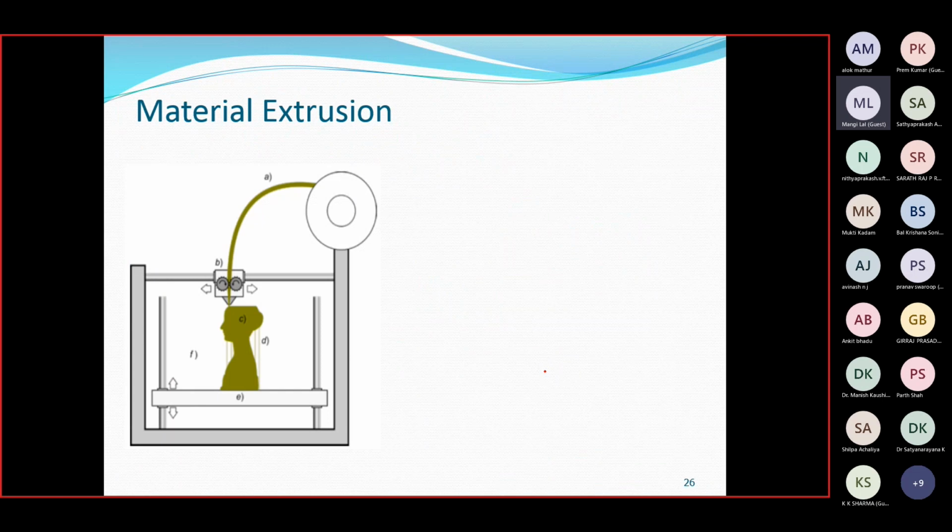See, this is the part. Here we have a roll of filament in the form of a wire. In the earlier session someone asked me about filament. This is filament, and it can be of any material. It can be in plastic form, different types of plastics, or of different materials like aluminum, silver, or copper.